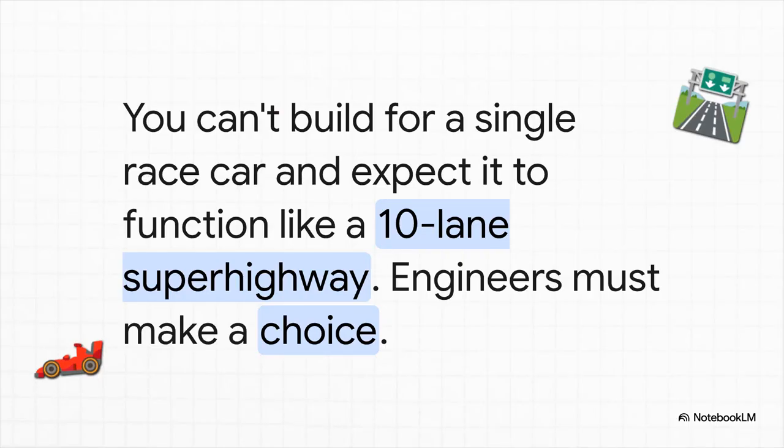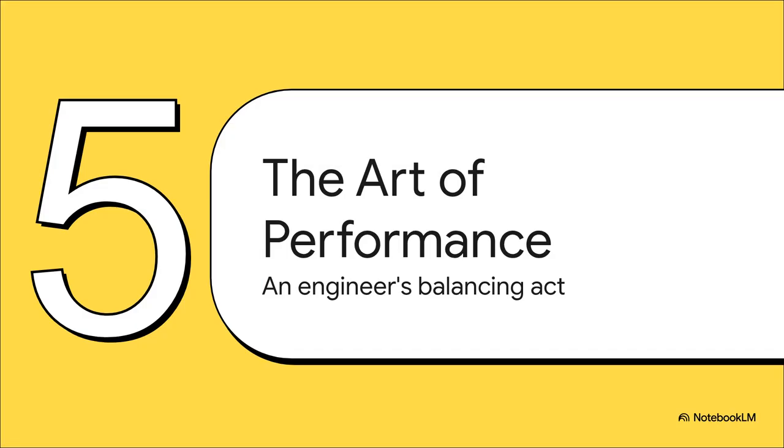You can't build a system designed for a single lightning-fast race car and then expect it to work like a 10-lane superhighway with tons of traffic. It just doesn't work that way. Engineers have to make a choice. So if you can't have it all, how do engineers actually deal with this?